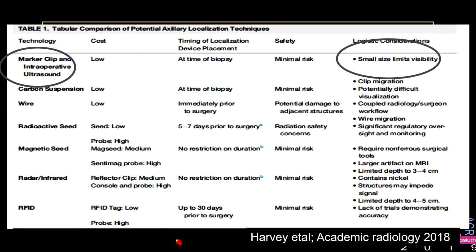There are several limitations though. Make sure that you put a marker that the surgeon can see on intraoperative ultrasound. There are various clips available. We use the Hydromark clip. There are issues with some of these clips, and I'm not going to go into details of this, but just be aware that you want to make sure that marker is used.